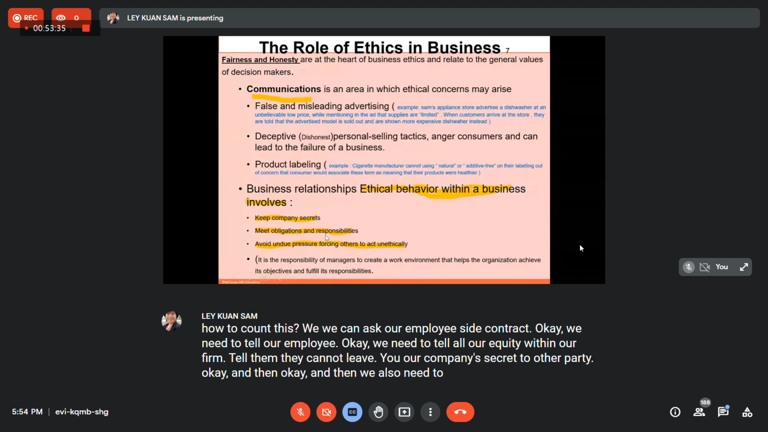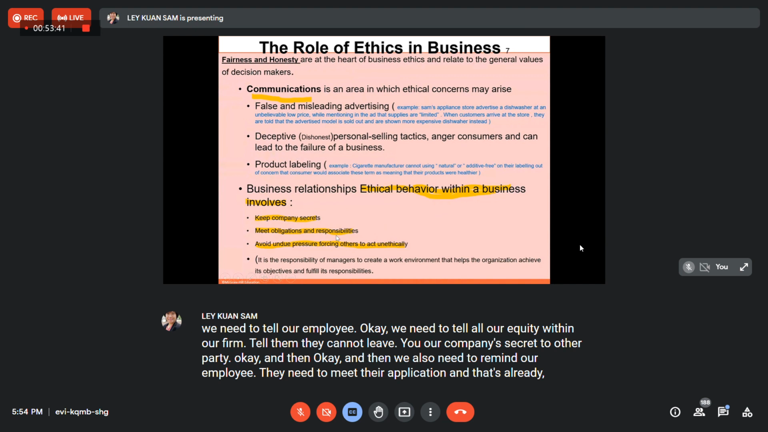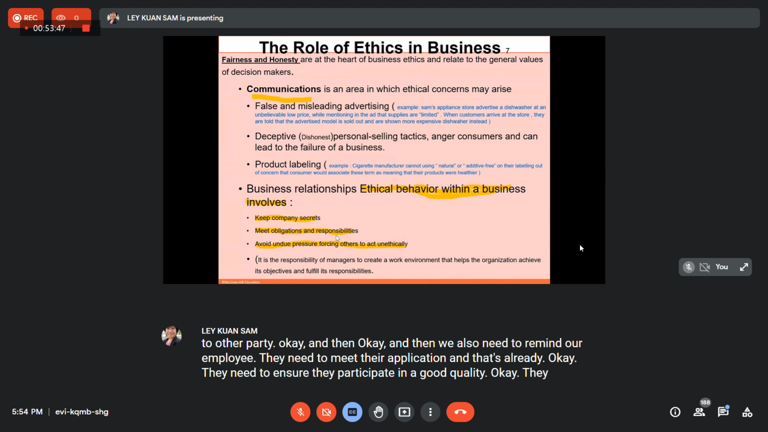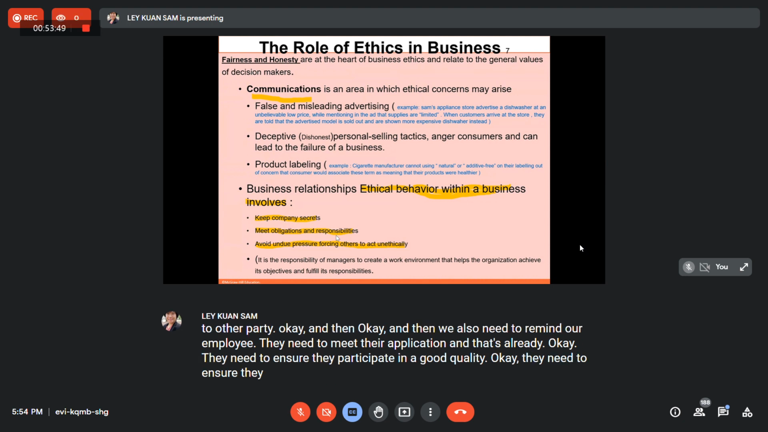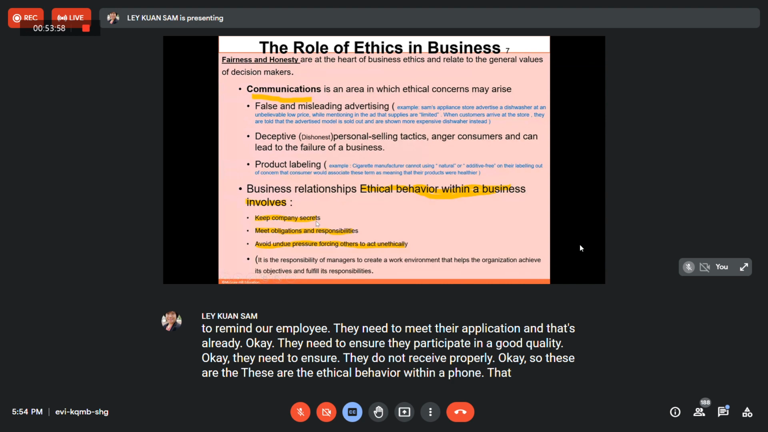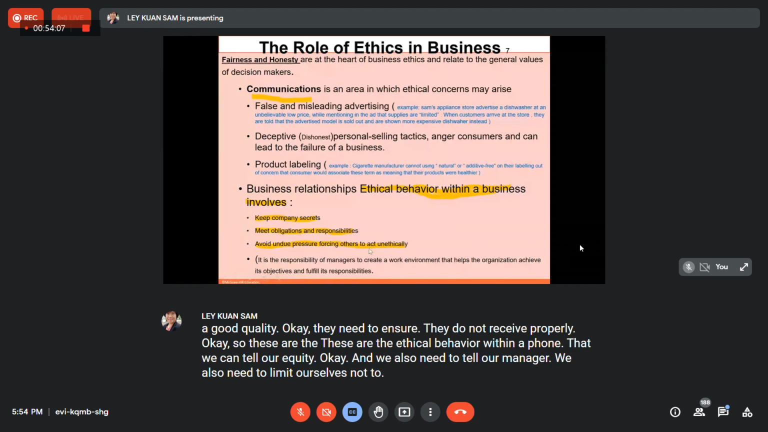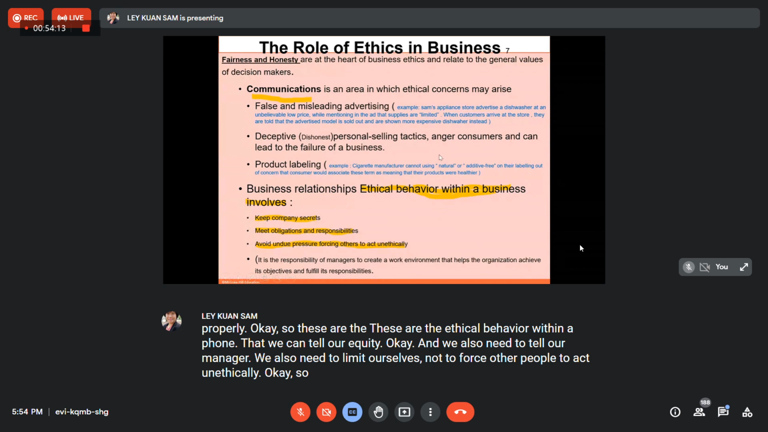Okay, and then we also need to remind our employees that they need to meet their obligations and responsibilities. They need to ensure they produce products in good quality. They need to ensure they do not deceive the public. So these are the ethical behaviors within a firm that we can tell our employees. And we also need to tell our managers, we also need to remind ourselves not to force other people to act unethically. So these are the roles of ethics in the business.